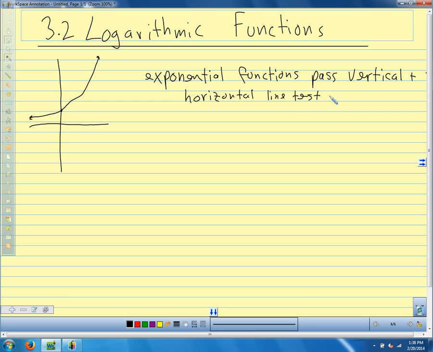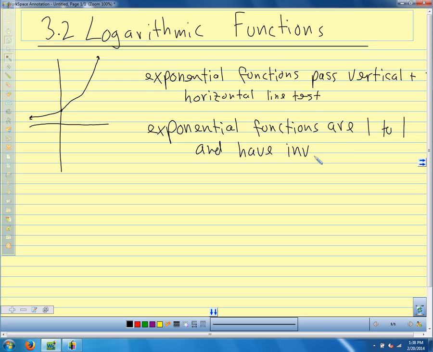What does that tell us about this function? Do you remember what that means about a function? It's one-to-one and has an inverse. So exponential functions are one-to-one and have an inverse. One-to-one functions have inverses. And it's this inverse function that we are interested in today.